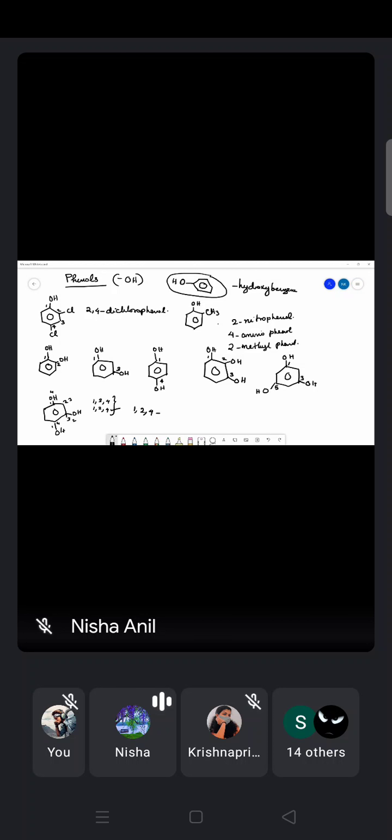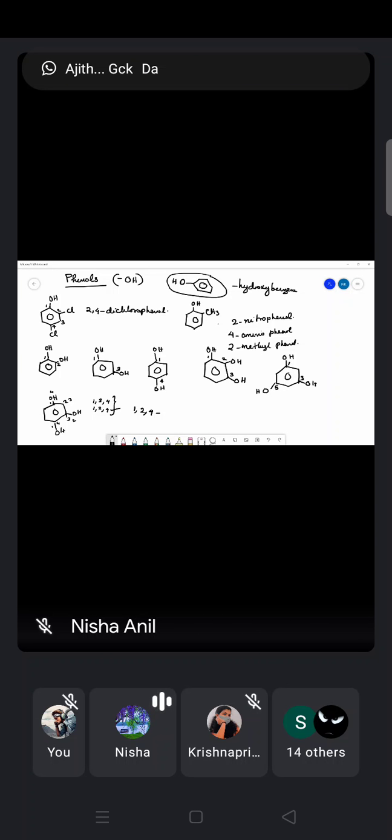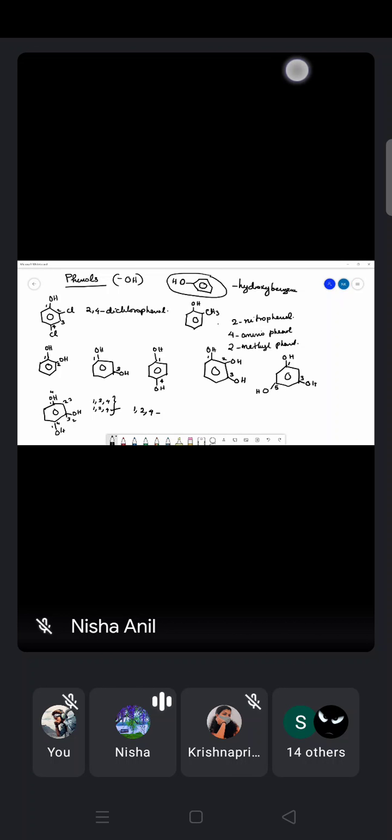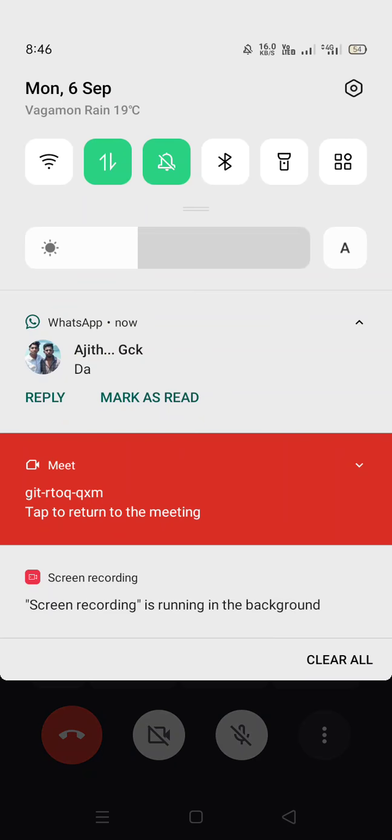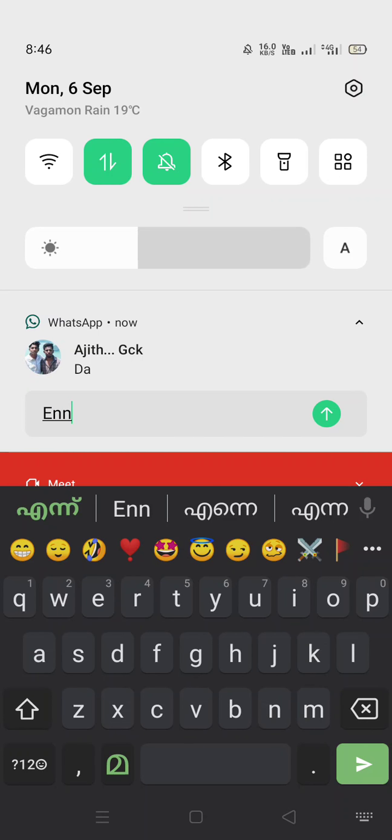So this is 1,2-dihydroxybenzene. This is 1,3. This is 1,4-dihydroxybenzene. And if 3 hydroxyl groups are there, we can use the prefix tri. So this is 1,2,3-trihydroxybenzene, 1,3,4-trihydroxybenzene, and this is 1,2,4. So here in this case we have to apply the lowest sum rule. Understood?